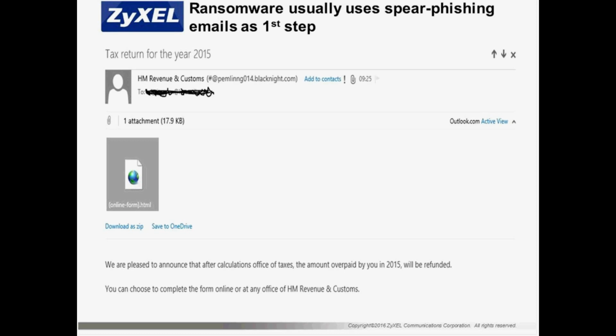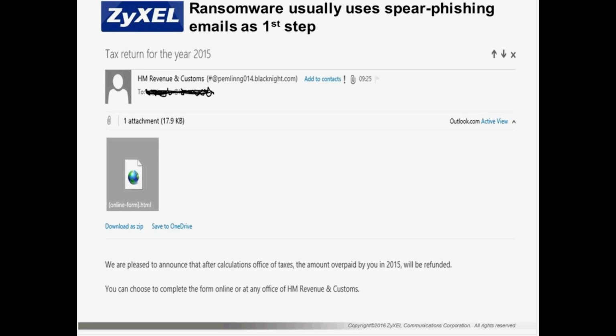So, funny enough, yesterday I was looking through my Hotmail account, and in comes one from HM Revenue and Customs. Now, of course, in the UK we've just finished our tax year in April, so there are a lot of these going out there. Okay, so hang on a moment. HM Revenue and Customs are emailing me. Hey, what is this about? We're pleased to announce that the calculation offers the amount overpaid by you in 2015 will be refunded. Great, I'm due a refund.